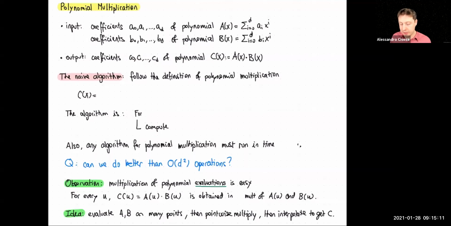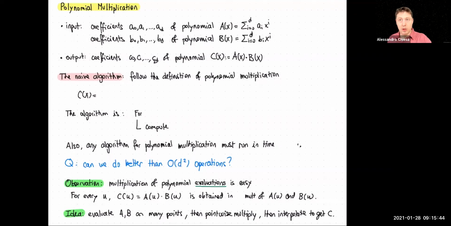And how many coefficients are there? There are 2d plus 1 coefficients, because when you multiply 2 polynomials each of degree d, the product polynomial is going to have degree 2d. So that is why in the output, we're going to output 2d plus 1 coefficients, starting from, of course, the constant term all the way up to the term for the power 2d.